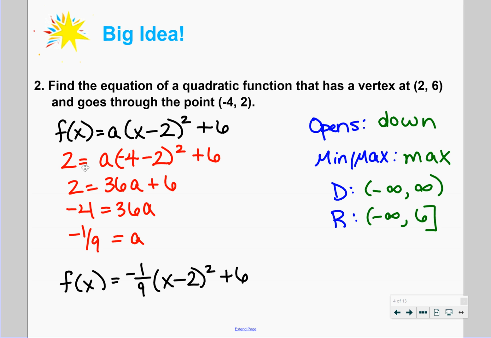Did you get a is -1/9? We'll give that exact answer. So because that's negative, it opens down. Because it opens down, you have a maximum. Domain is always all real numbers. And then because it opens down, your maximum y value is at 6. Your range is -infinity all the way up to 6. Everything below 6, including that vertex 6.